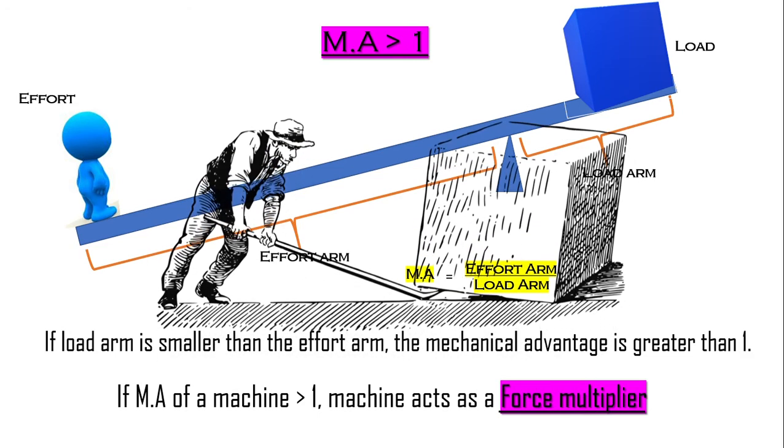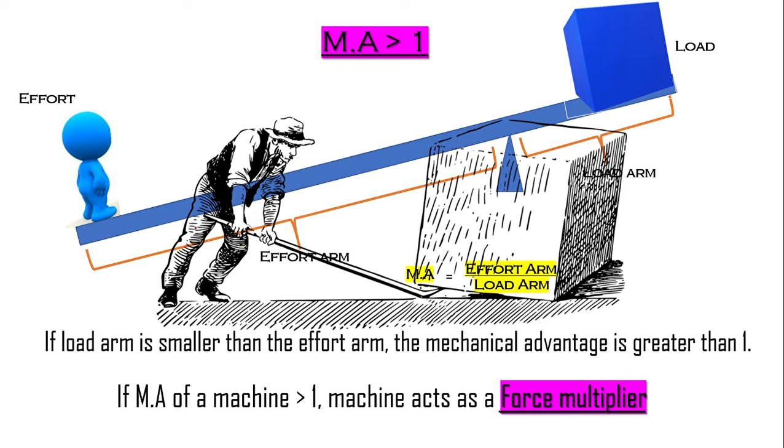For example, over here the effort arm is greater and the load arm is very small, and this is the fulcrum. So here it becomes a crowbar. It acts as a force multiplier.